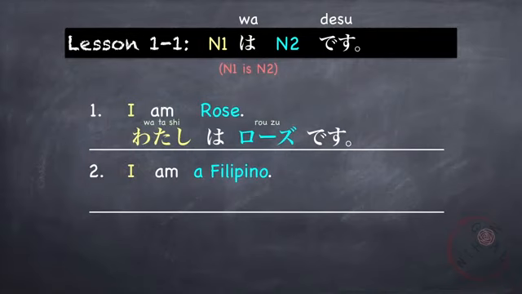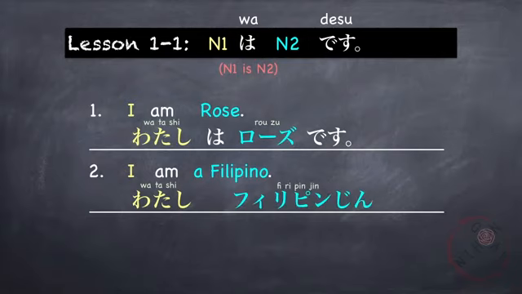Another example, let's say I am a Filipino. Again, I is watashi. A Filipino is Philippine-jin. Philippine is Philippines. Jin is a suffix added to a country name to indicate that I am a national of a certain country. So Philippine-jin. If we say the full sentence, it's Watashi wa Philippine-jin desu. I am a Filipino.